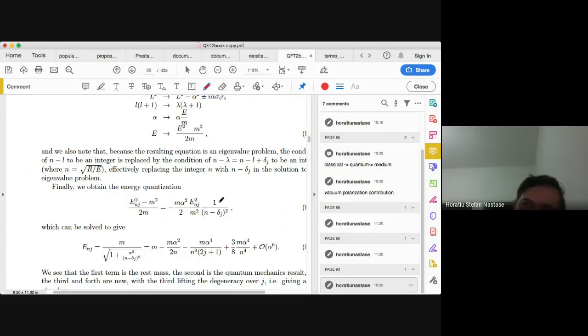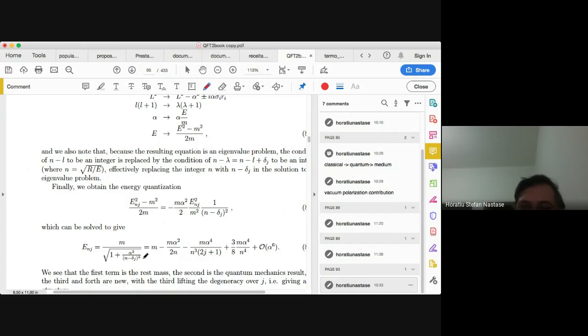So relativistic quantum mechanics. So solving, this is now an equation. E squared is on both sides. I trivially solve it. I take this term to the left-hand side and this term to the right side, and then I take the square root and I obtain this. E is m over square root of 1 plus alpha squared over n minus delta j squared.